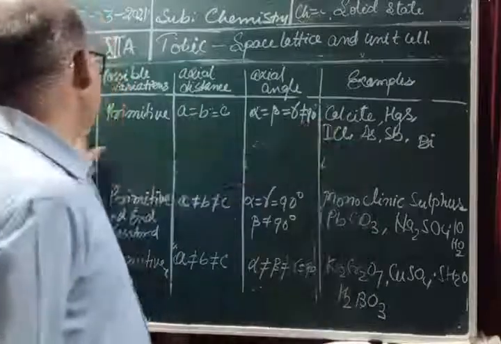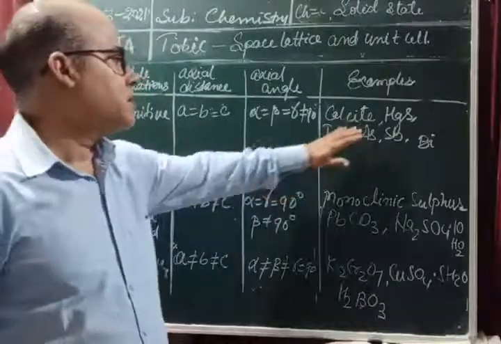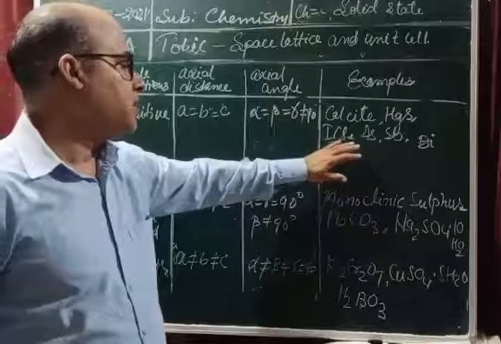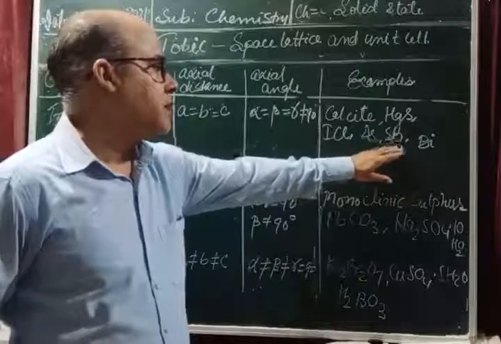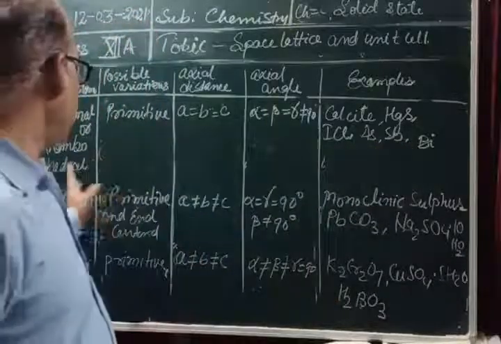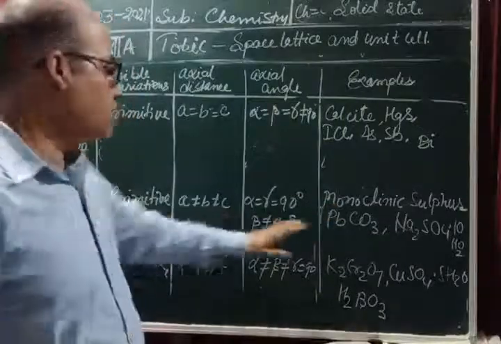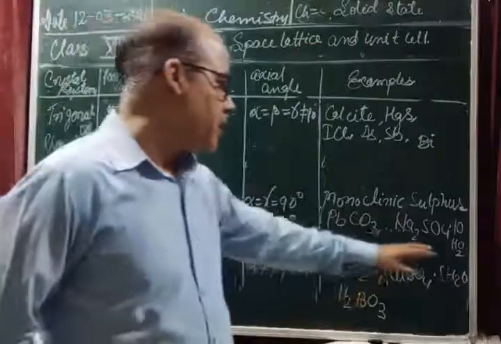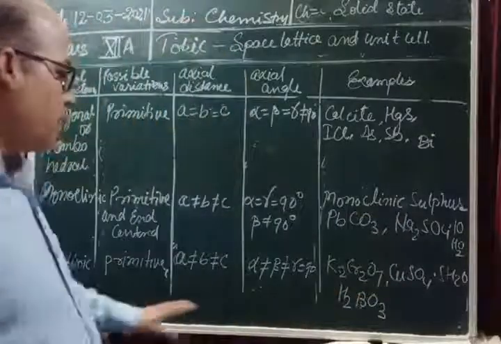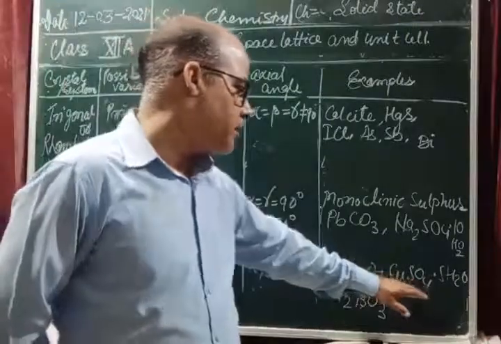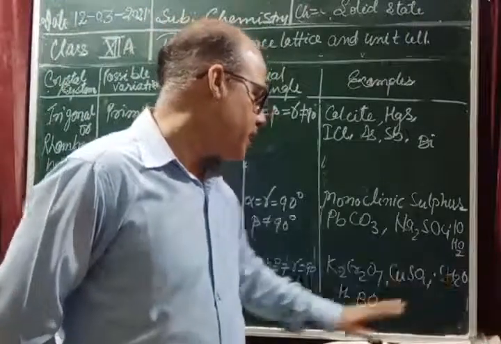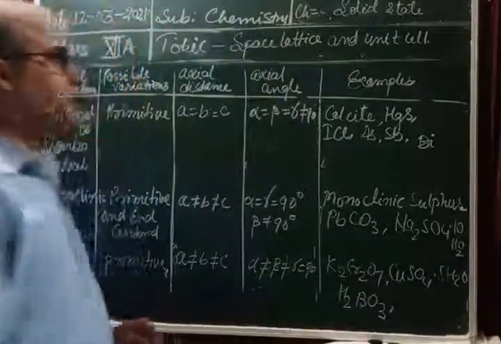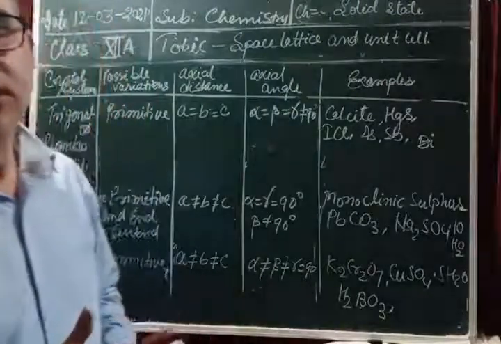Examples of the trigonal are calcite, cinnabar, zinc sulfide known as cinnabar, ICl, iodine chloride, arsenic, antimony and bismuth. But in case of monoclinic: sulfur, lead carbonate, sodium sulfate decahydrate, and in case of triclinic: potassium dichromate, copper sulfate pentahydrate and boric acid. Okay, these are the examples of different 7 types of crystals.